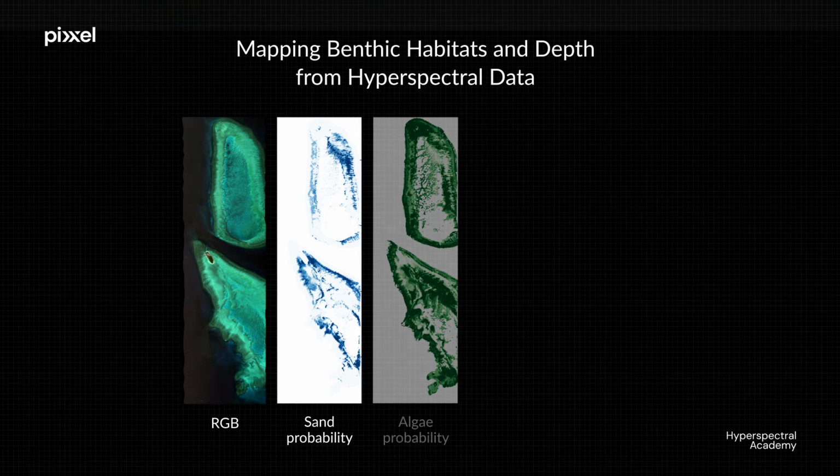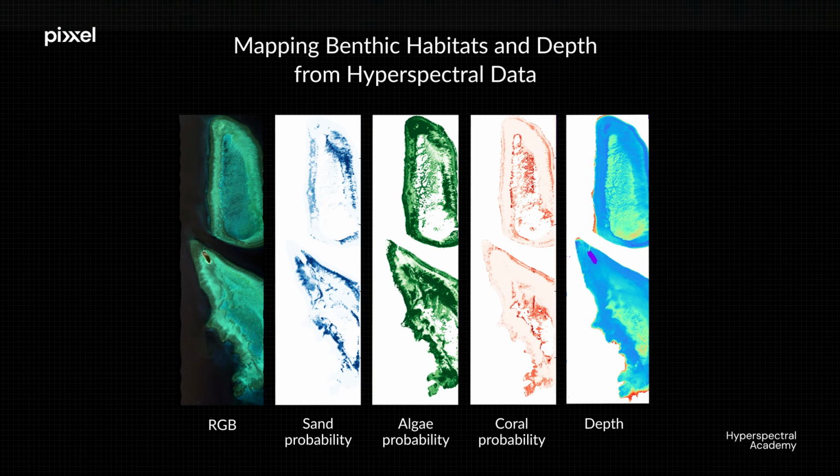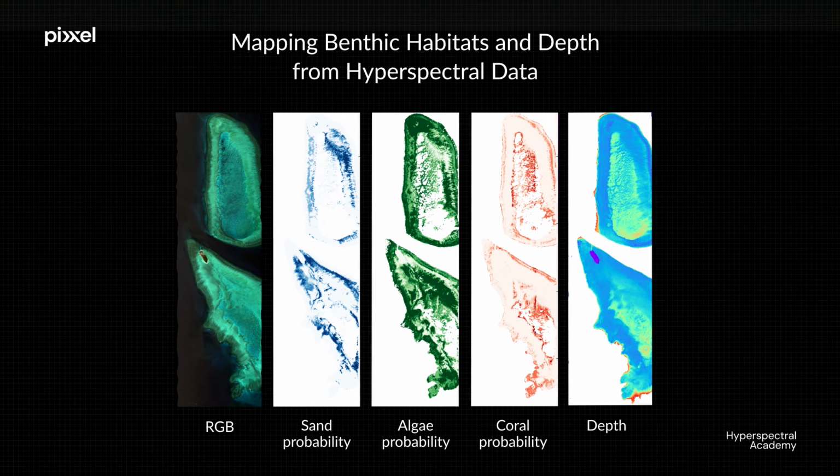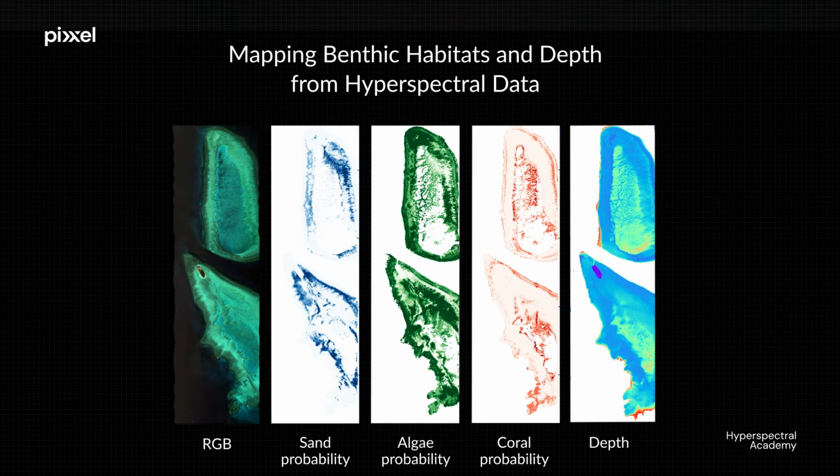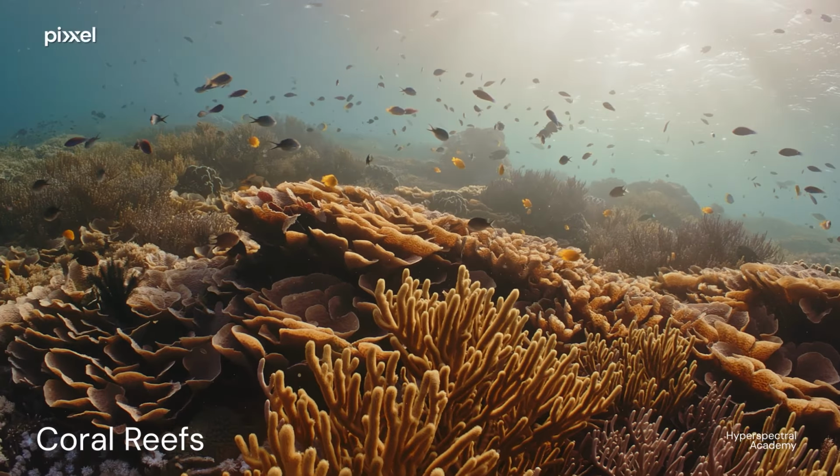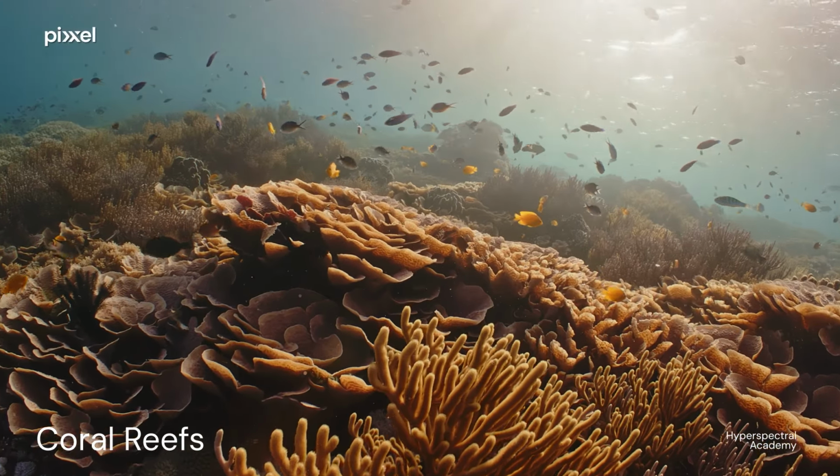Each type of benthic substrate has a unique spectral signature. Hyperspectral sensors can capture these fine differences in reflectance and absorption characteristics at narrow spectral bands. By analyzing these signatures, scientists can map different habitats and assess their spatial distribution and fragmentation. Particularly, coral reefs are highly sensitive to changes in water temperature and quality.